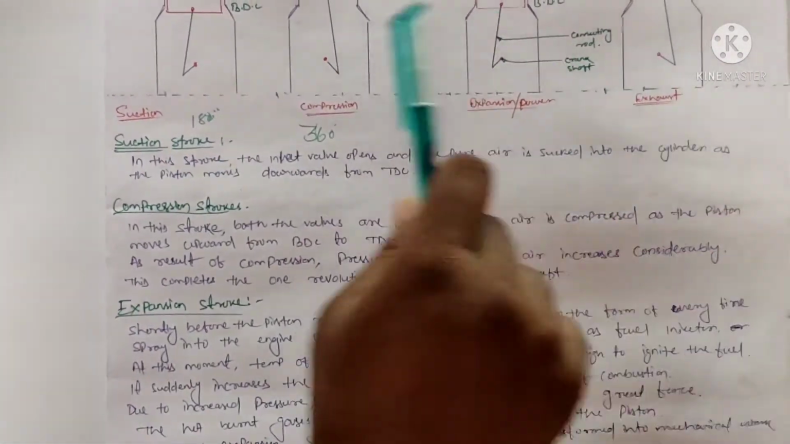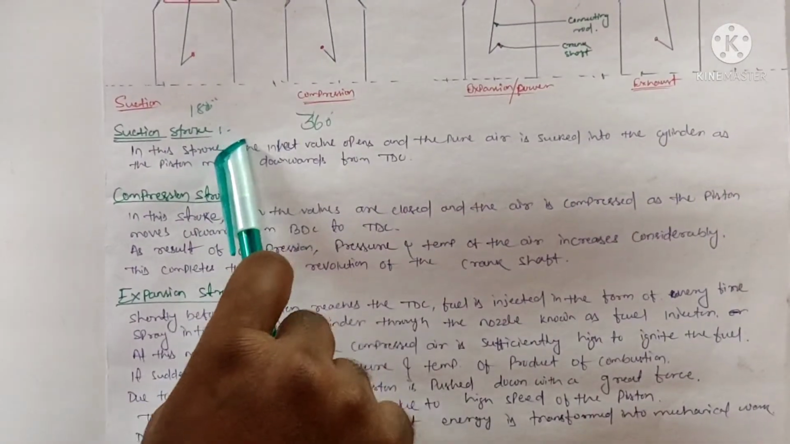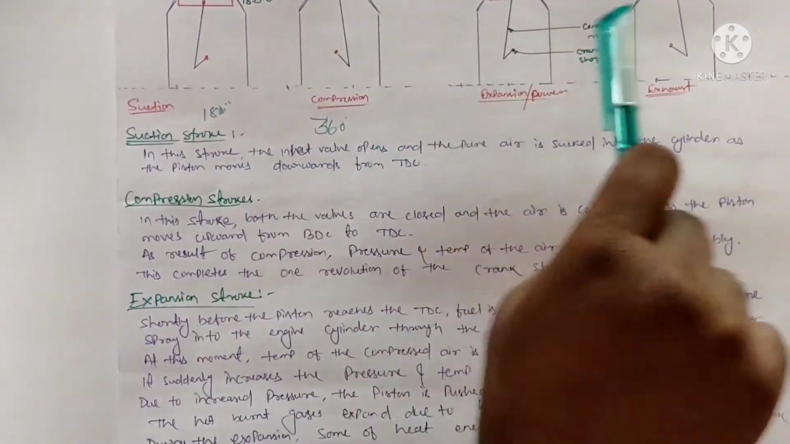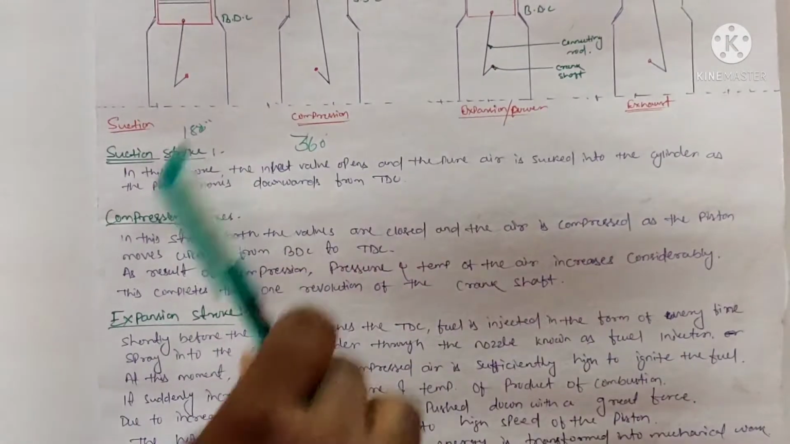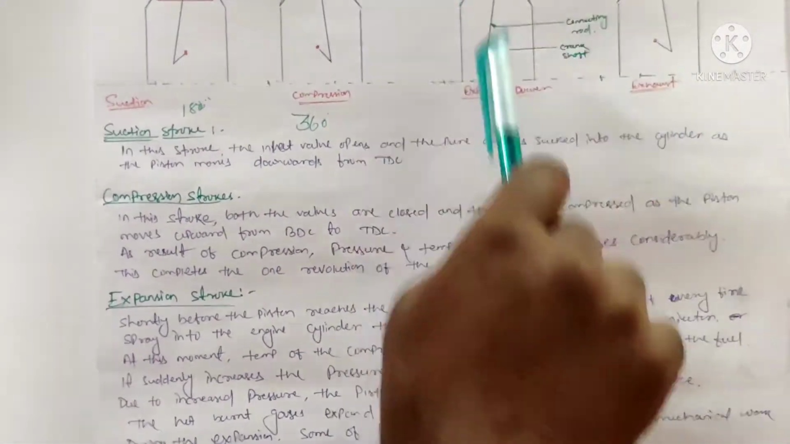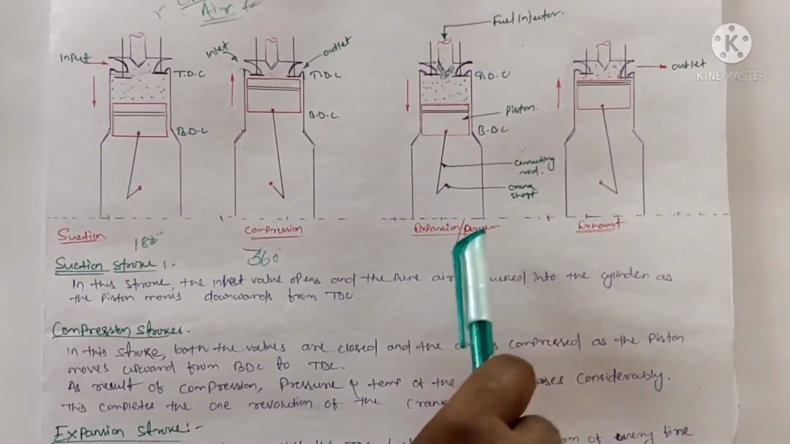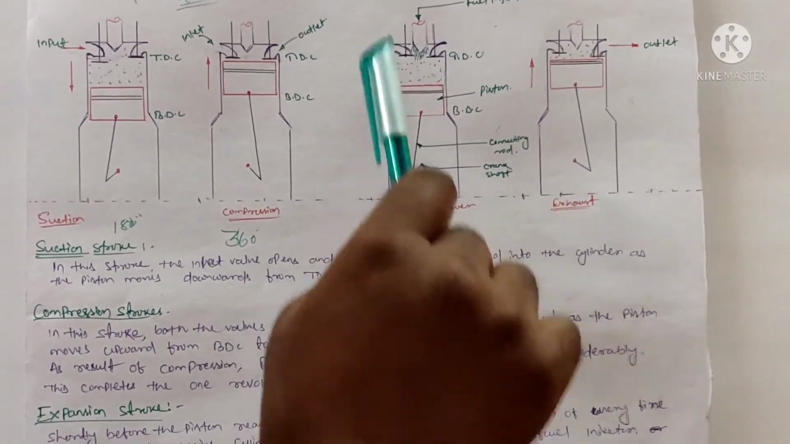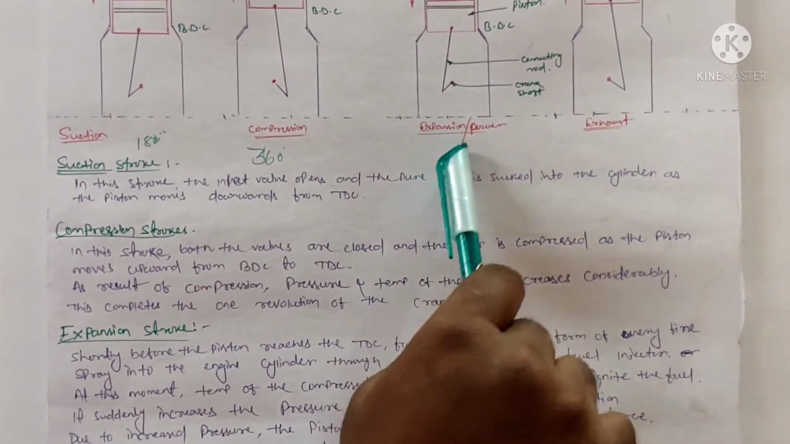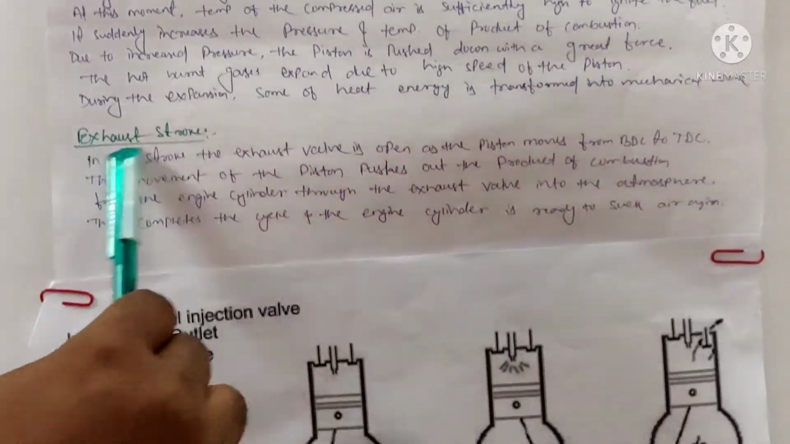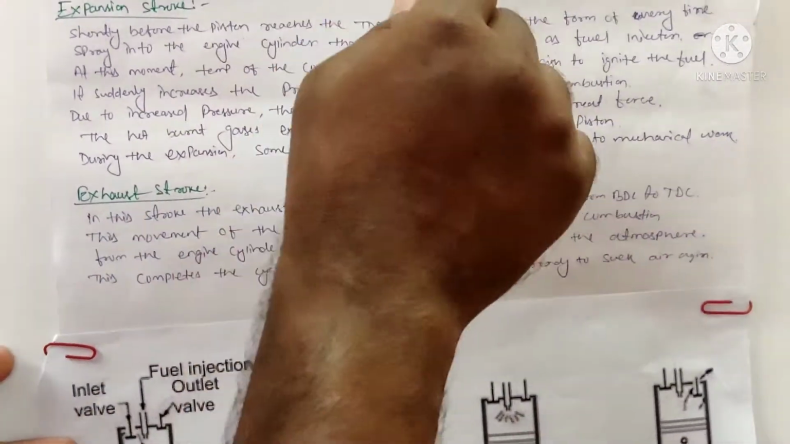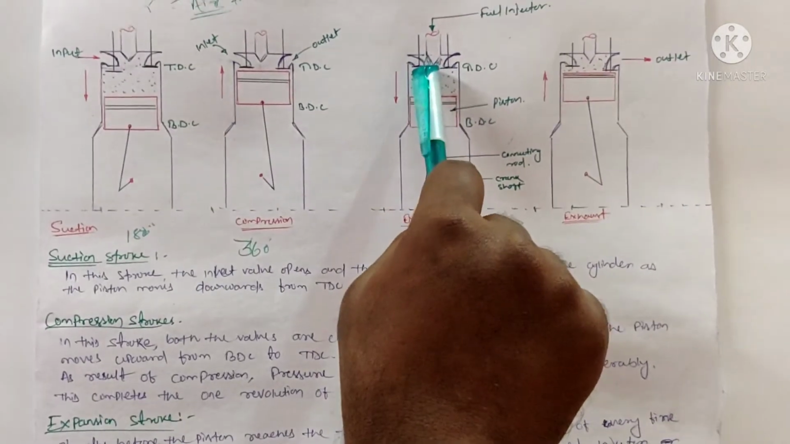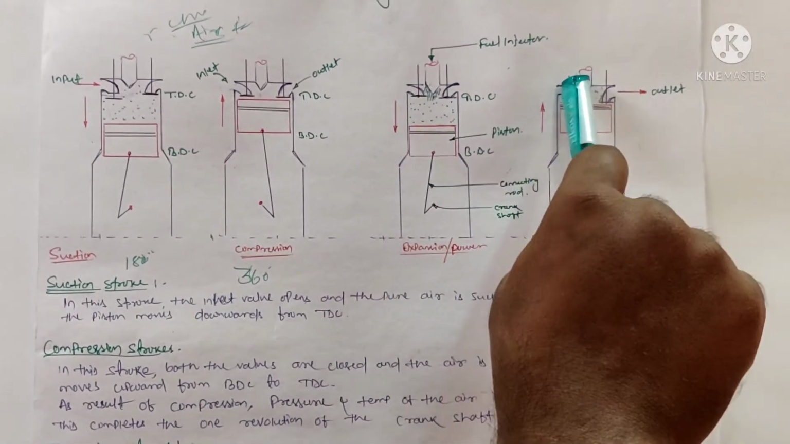The remaining three strokes or processes need some power from outside, but especially here, in the expansion or power stroke, we can get some power. That's why it is also called the power stroke. And the last one is your exhaust stroke. Here also your inlet valve and outlet valve are both in closed condition.